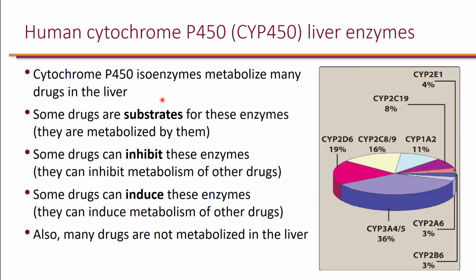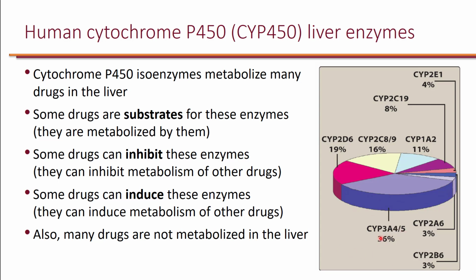Now, the liver metabolizes many drugs, and the primary system in the liver that helps with metabolism is the human cytochrome P450 isoenzymes. So the cytochrome P450 has a lot of different enzymes. These are referred to as isoenzymes, and there are a lot of them, but not all of them are clinically significant. As a rough estimate, about 36% of drugs are metabolized by CYP3A4.